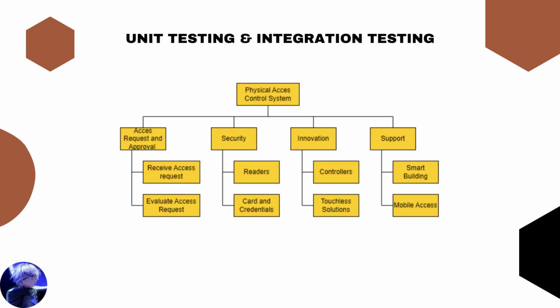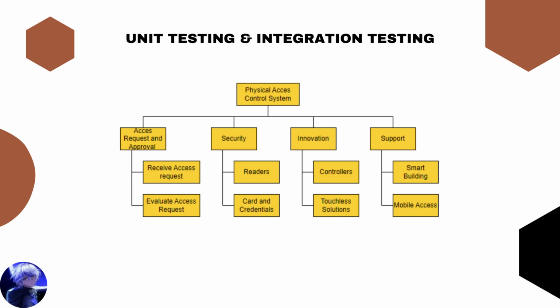So I will present the next slide, unit testing and integration testing. In the diagram, first is physical access control system as the root, and under it, access request and approval, security, innovation, and support. So I will give one example for support. First, for the support, use a framework tailored for unit testing in mobile access and smart building systems. Second, create comprehensive test documentation specific to mobile access and smart building functionalities.